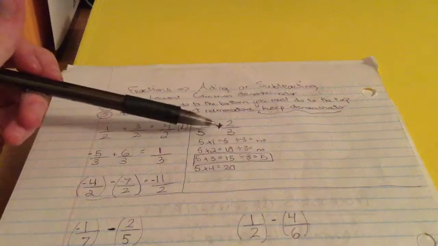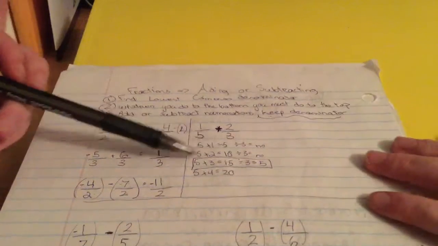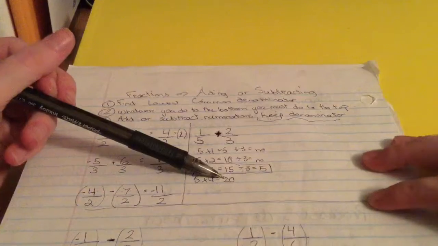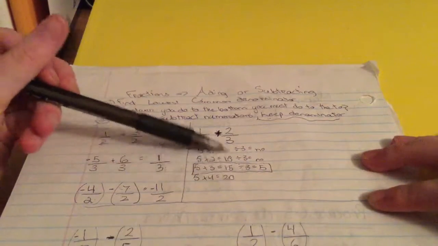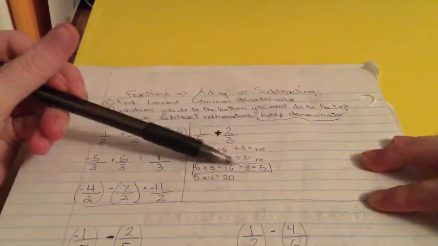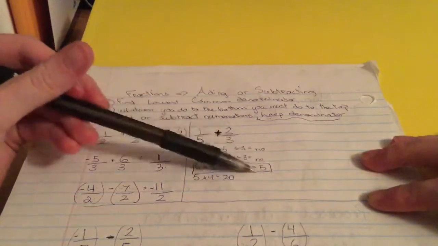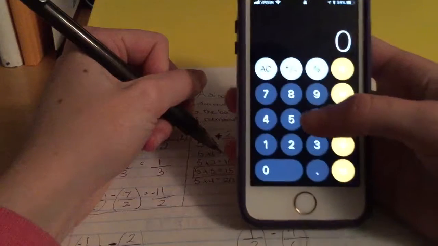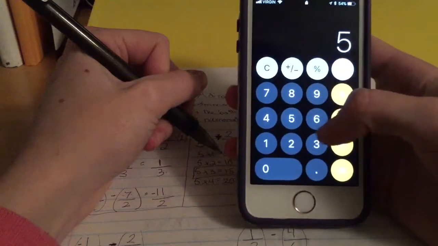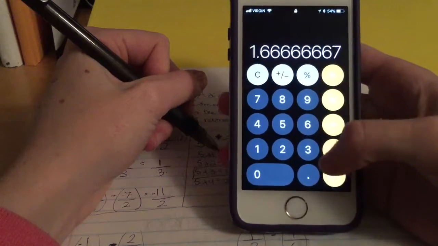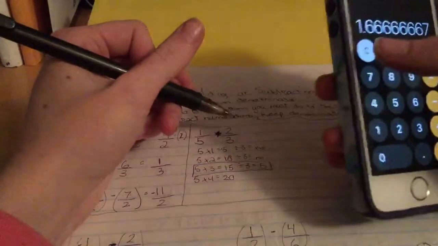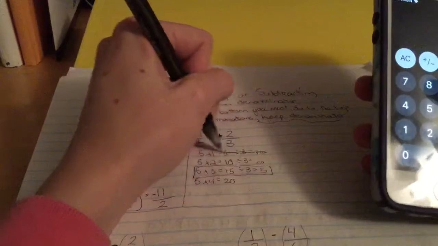So 5 times 1 is 5, 5 times 2 is 10, 5 times 3 is 15, and 5 times 4 is 20 here. Okay, then you're going to see which of these numbers divided by 3 give us a nice number, so no decimals. So you put this in your calculator. I'm going to do 5 divided by 3, and that gives me a big decimal. So I put no. We're not going to use that one. Let's cross that out right away.